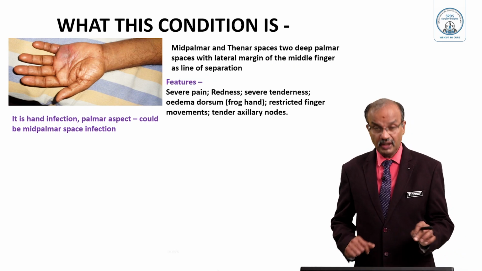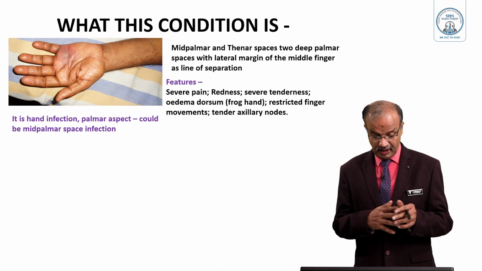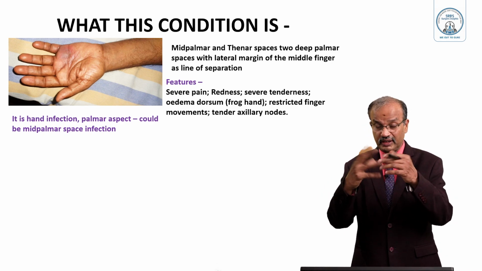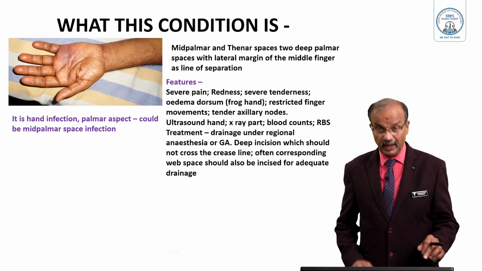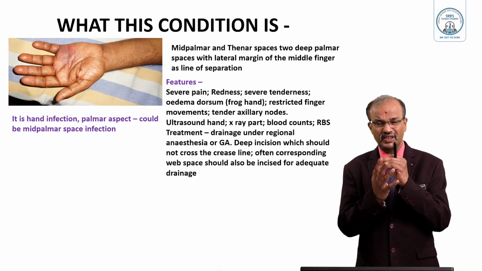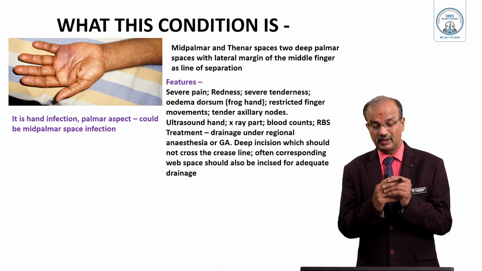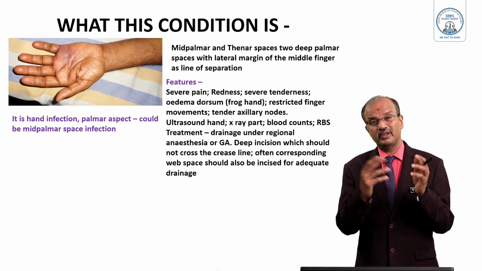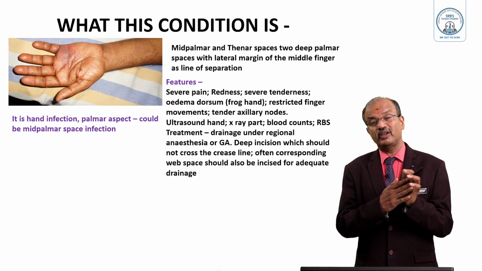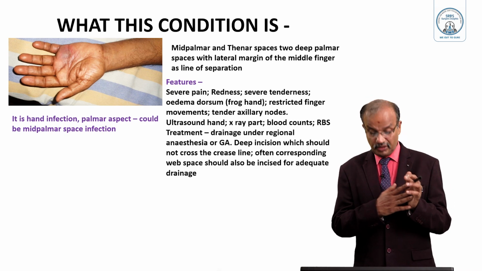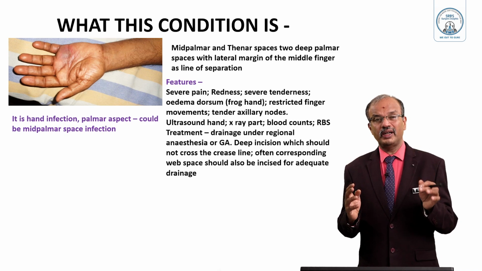The features are severe, as already told: excruciating pain, redness, severe tenderness, and swelling in the dorsum of the hand, so you have to examine the dorsum. There is restricted finger movement and tender axillary lymph nodes. Do an ultrasound, you can see the collection, and an X-ray to see what is happening to the bone. Blood counts: the total count will be increased, and C-reactive protein may be raised. Diabetes is very common, so RBS, blood sugar, has to be estimated.